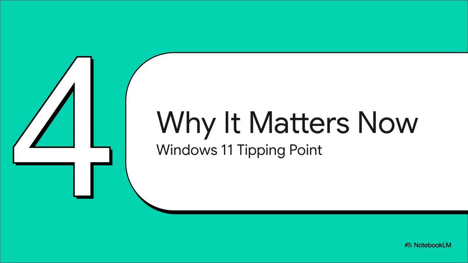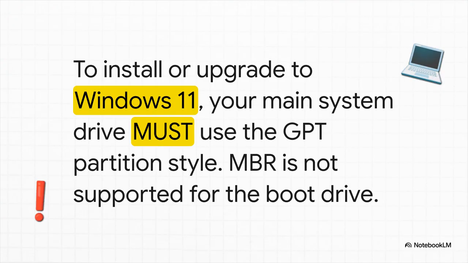Well, the reason this matters right now can be summed up in just 2 words: Windows 11. And this right here is the big one. This is the critical takeaway. If you want to install or upgrade to Windows 11, your main system drive has to be GPT. This is not a suggestion or a recommendation. It is a hard requirement. An MBR drive simply will not work.